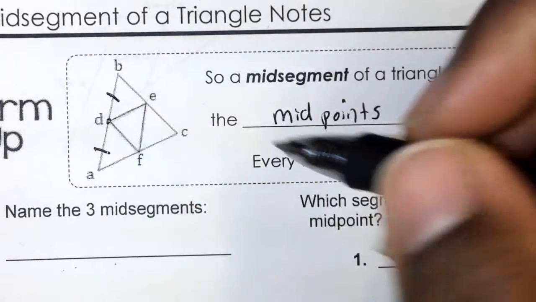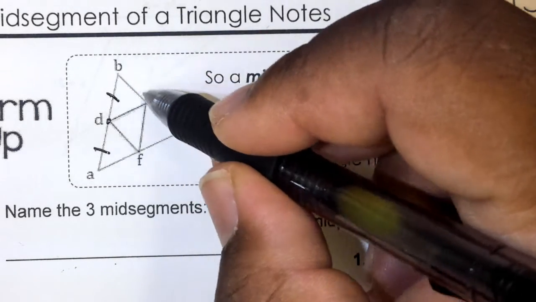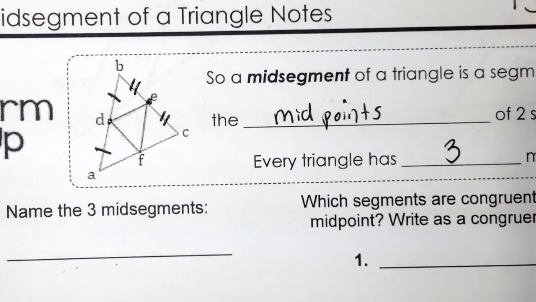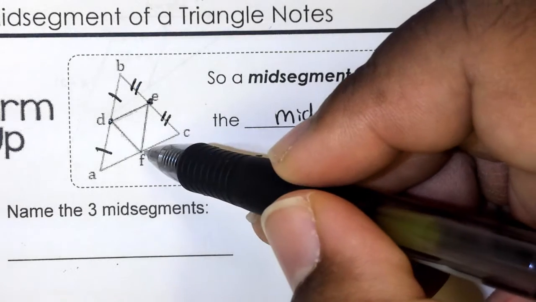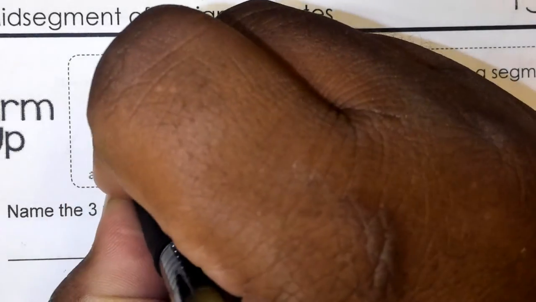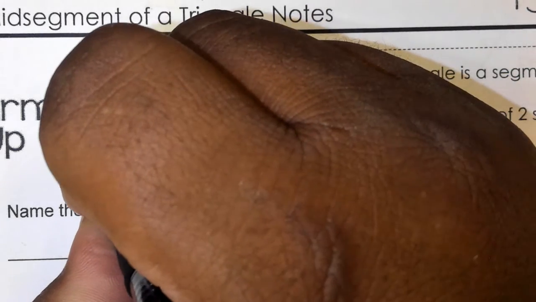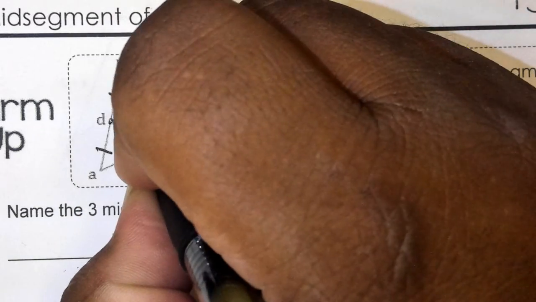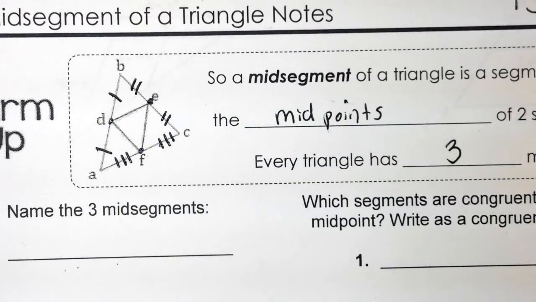Same thing on the other side. E is in the middle of segment BC, or side BC. So I know since E is in the middle, BE and CE are congruent. Those two smaller segments. And then the last one on this bottom side, AC, F is in the middle of it. So that tells me that AF and CF are congruent as well.